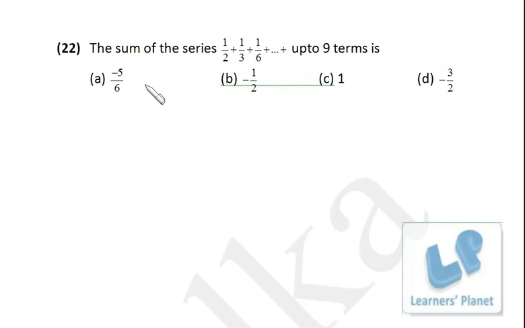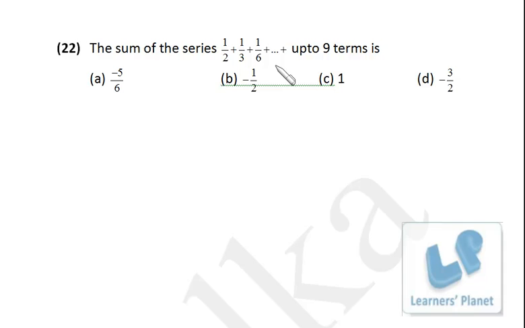Now see this problem. The sum of the series up to 9 terms. First of all, we have to find out whether it is AP, GP, HP or something else. So let's see. The first term plus third term, that is 1 by 2 plus 1 by 6, that will give us 3 by 6 plus 1 by 6, that is 4 by 6, that is 2 by 3. So first term plus third term divided by 2 is the second term. So these three terms are in AP, right? That means this is an arithmetic progression.